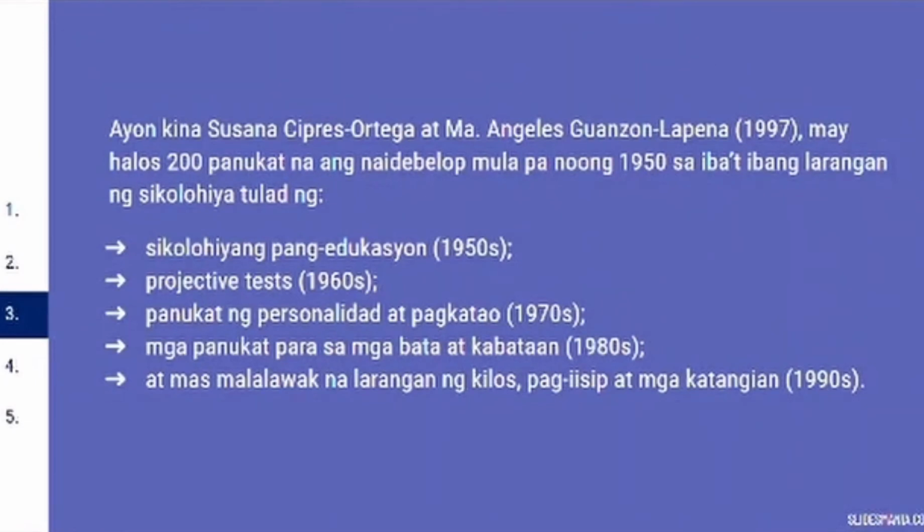So, ayon kina Susana Cypress Ortega at Maria Angeles Guanzon Lapena, 1997, may halos 200 panukat na ang nadevelop mula pa noong 1950 sa iba't ibang larangan ng psikolohiya tulad ng psikolohiyang pang-edukasyon, 1950s, projective test, 1960s, panukat ng personalidad at pagkatao, 1970s, mga panukat para sa mga bata at kabataan, 1980s, at malawak na larangan ng kilos, pag-iisip at mga katangian in 1990s.